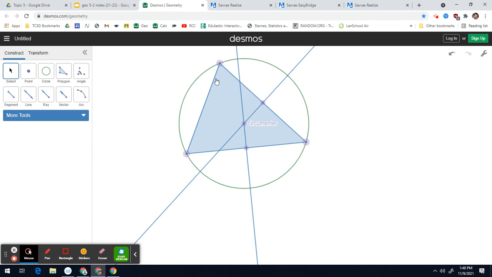Now, a couple of things to show you real fast. So in an acute triangle, the circumcenter is on the inside.